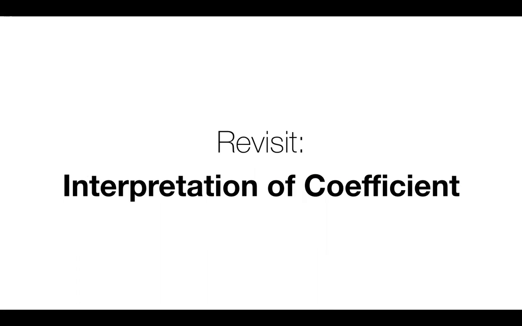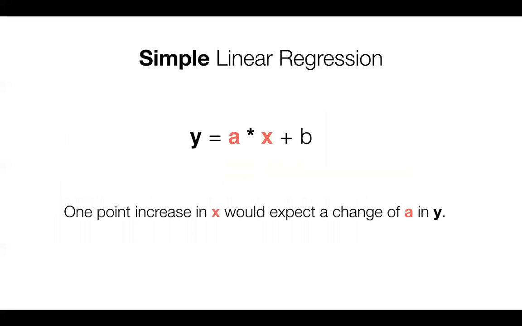Let's revisit the interpretation of the coefficient. Forget about multiple regression. Let's focus on simple regression again, just to make sure everybody is on the same page. We get this formula, the simple linear regression formula: Y equals A multiplied by X plus B. A is a coefficient, and X is the predictor variable. To interpret this, we can say a 1 point increase in X would expect a change of A in Y. So what am I talking about here?